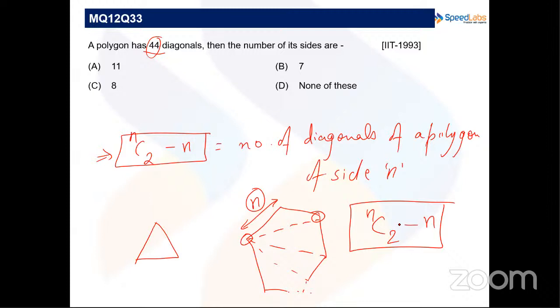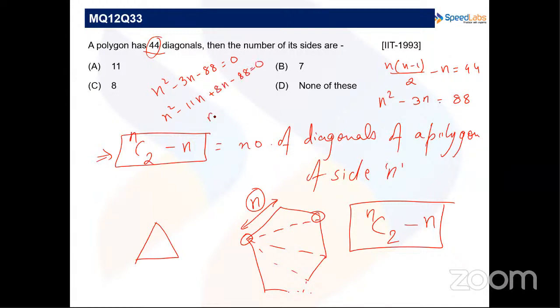So what are we given? We are given that its value is 44. So on solving, we get n(n minus 1)/2 minus n equals 44. So that will be n square minus 3n equals 88. Here you will get a quadratic equation: n square minus 3n minus 88 equals 0. You can solve it like n square minus 11n plus 8n minus 88 equals 0. So (n minus 11)(n plus 8) equals 0. You will be getting 11.